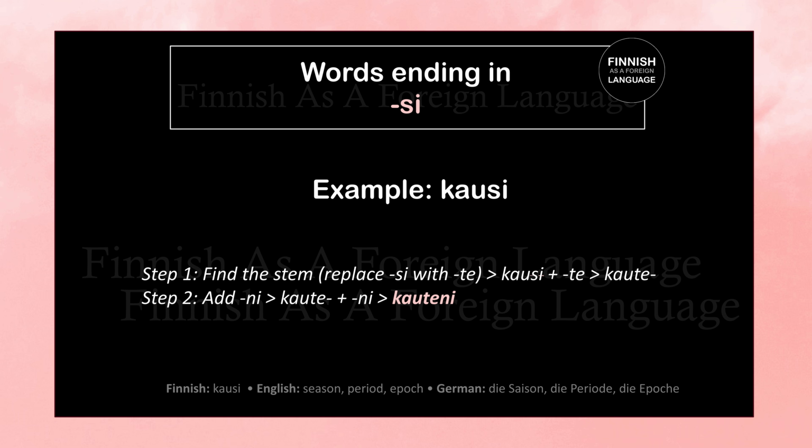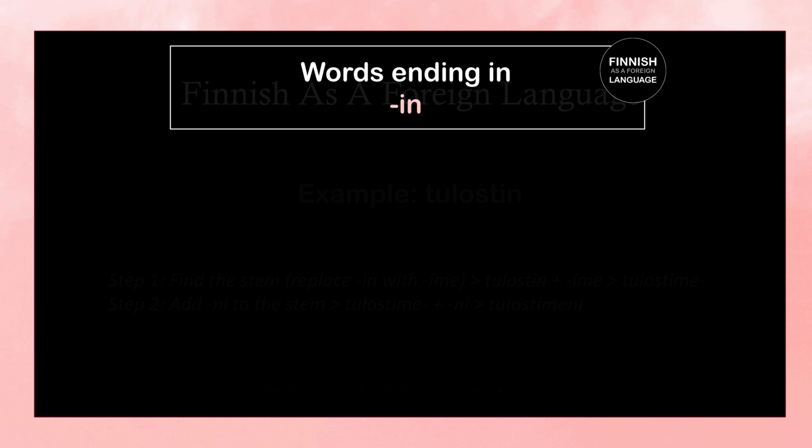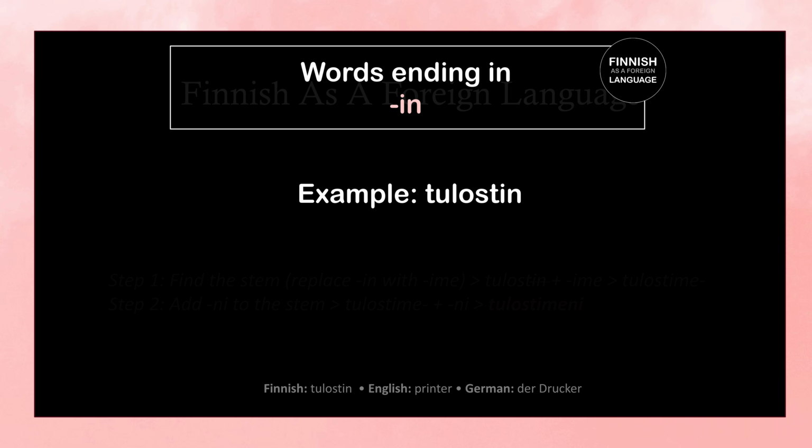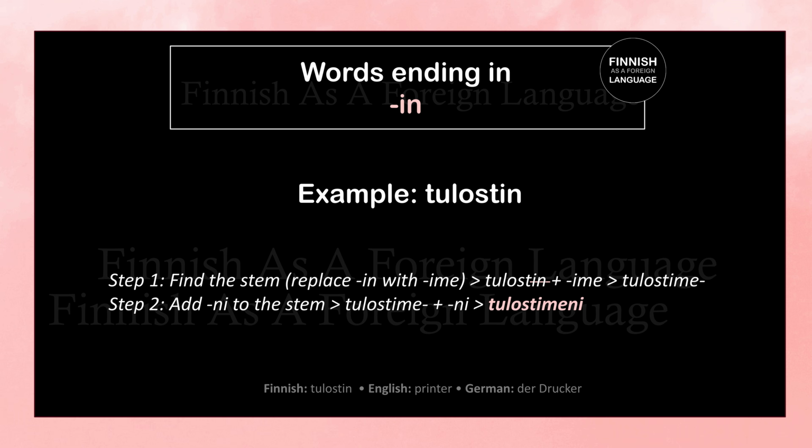This is because it works differently with possessive suffixes. Alright, we carry on. Rule number 6, words ending in -in. For example, tulostin. In the first step we have to find a stem, which we get when we replace -in with -ima. So tulostin changes to tulostima. And then in the second step, we again add -ni to the stem. That means we have tulostime plus ni, and we get tulostimeni, which means my printer.